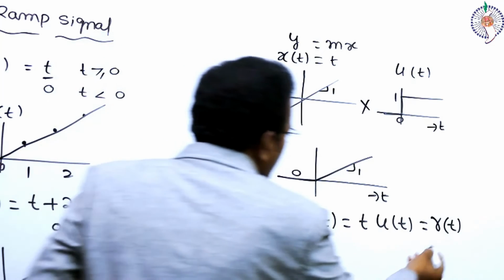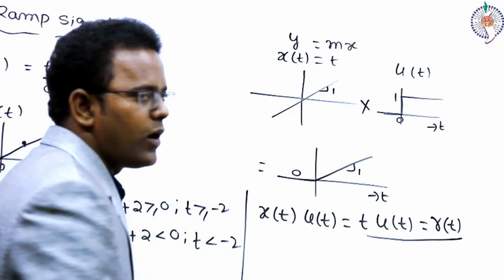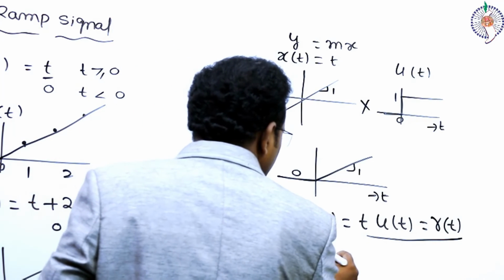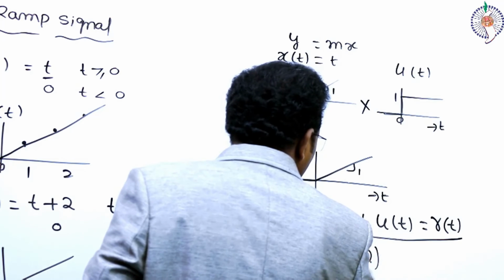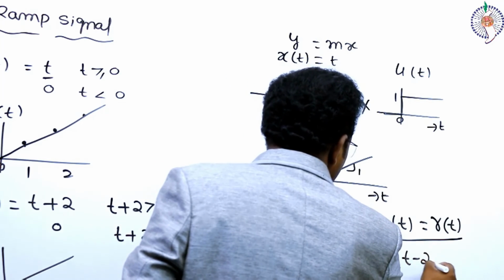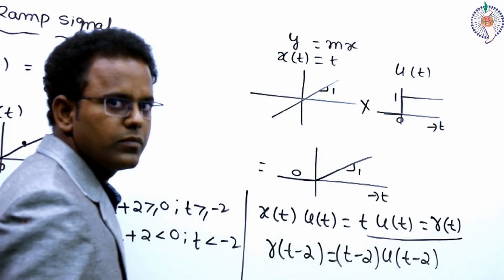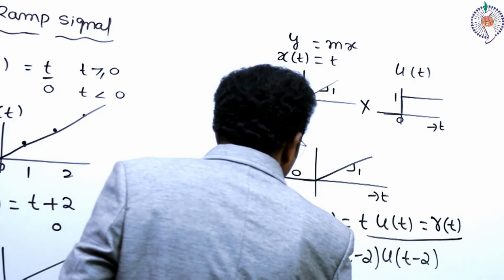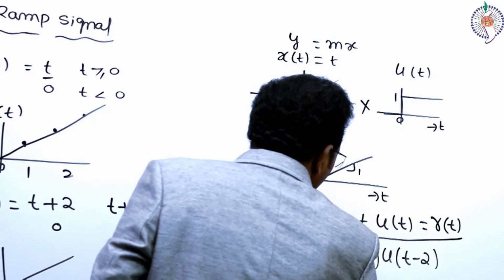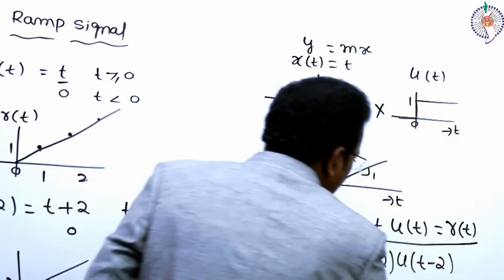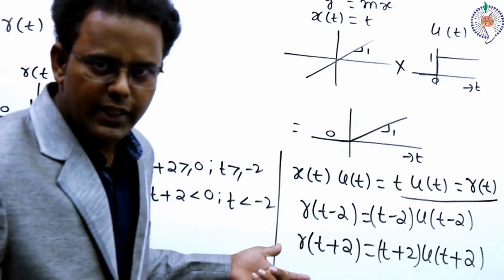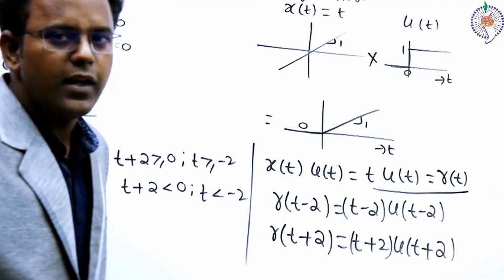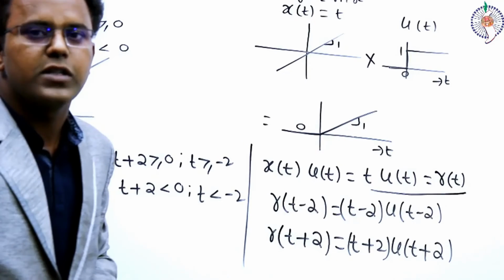That is, r of t is nothing but t into u of t. r of t minus 2 is t minus 2 into u of t minus 2. r of t plus 2 is t plus 2 into u of t plus 2. Like that, you can implement as many as you want, because sometimes in problems it is necessary to convert a ramp signal in terms of a step signal.